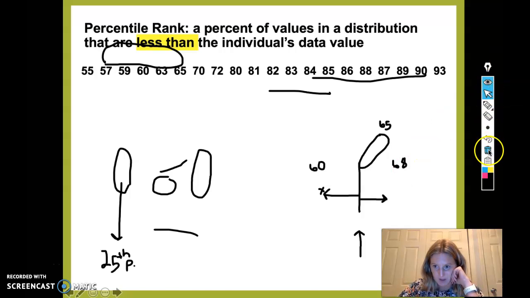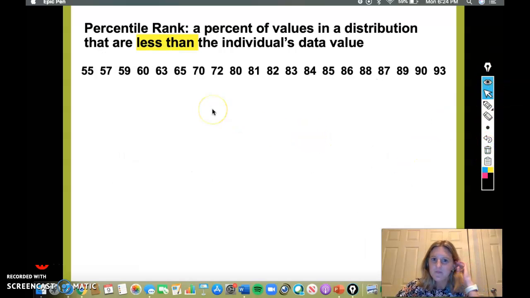Percentile rank. Let's do some examples with percentile rank. So we have those scores. We're still talking about Ryan and his geometry test, okay? There's a list of the 20 scores.